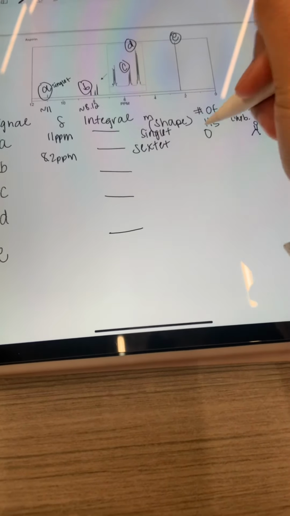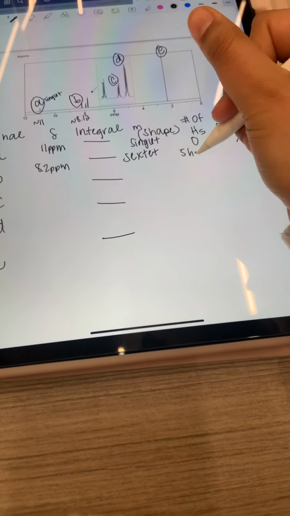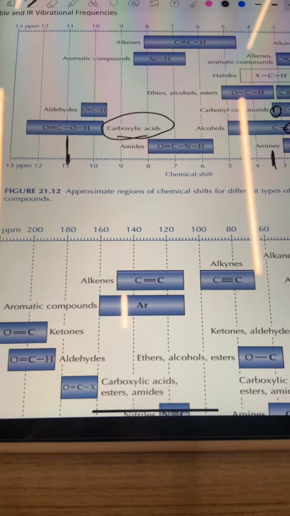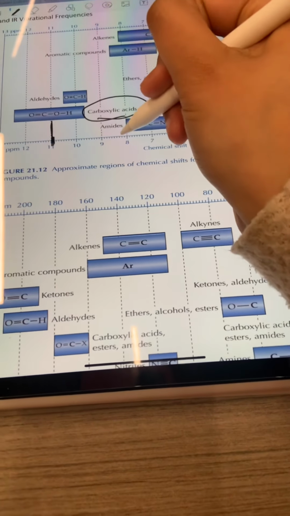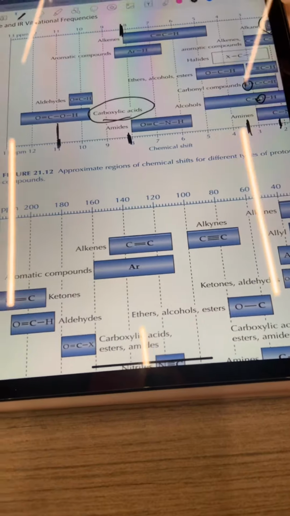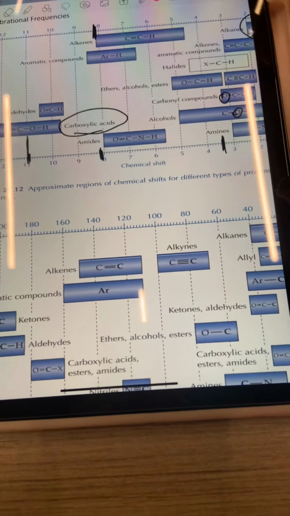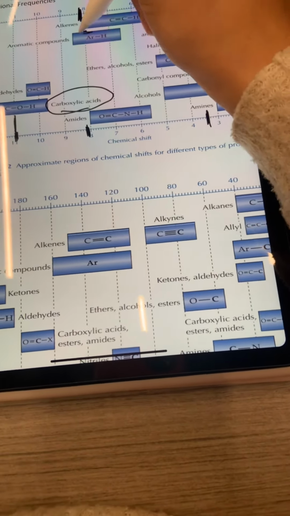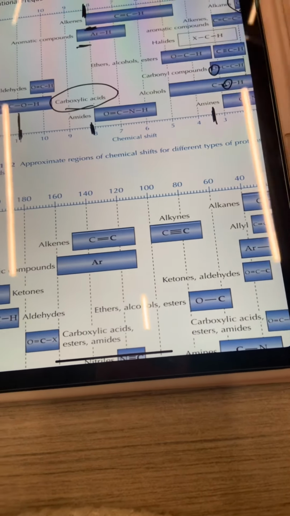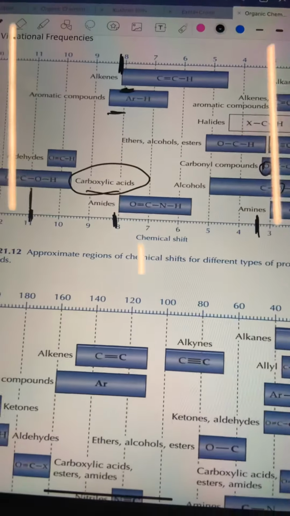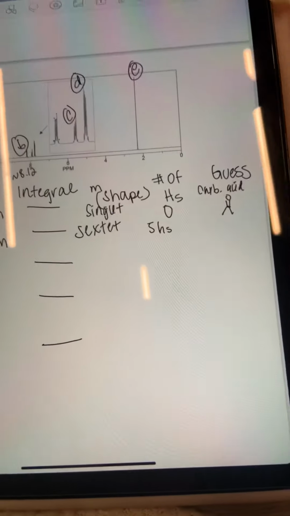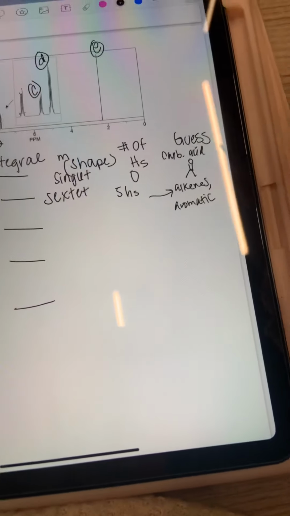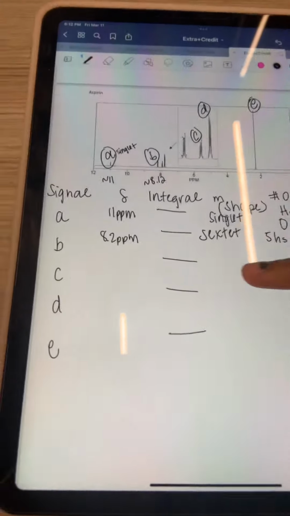And because it's a sextet, we use the multiplicity rule. So it gives us 5 H's for the neighbor. And so now if we go to the NMR frequency table, this is going to be approximately 8.12, like we said. And we can see that the alkenes and the aromatic compounds both align with that value. So we're going to go ahead and write both of those over here. So this is alkenes and aromatic for B.